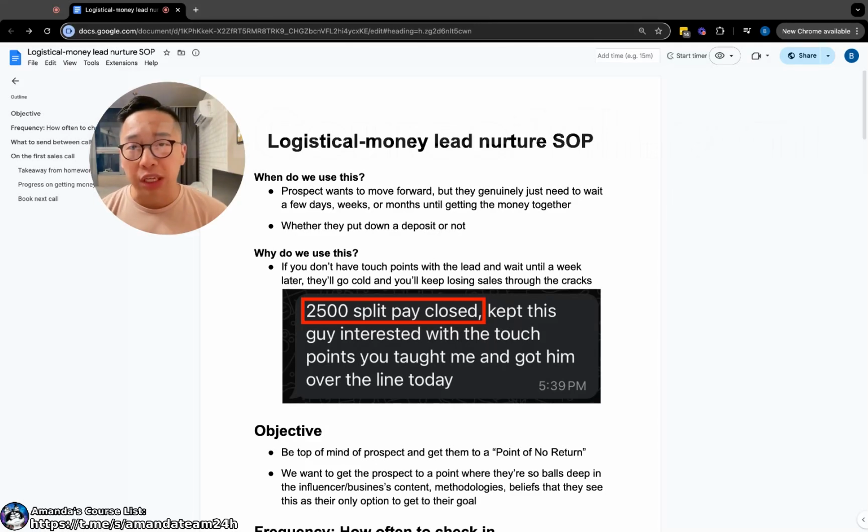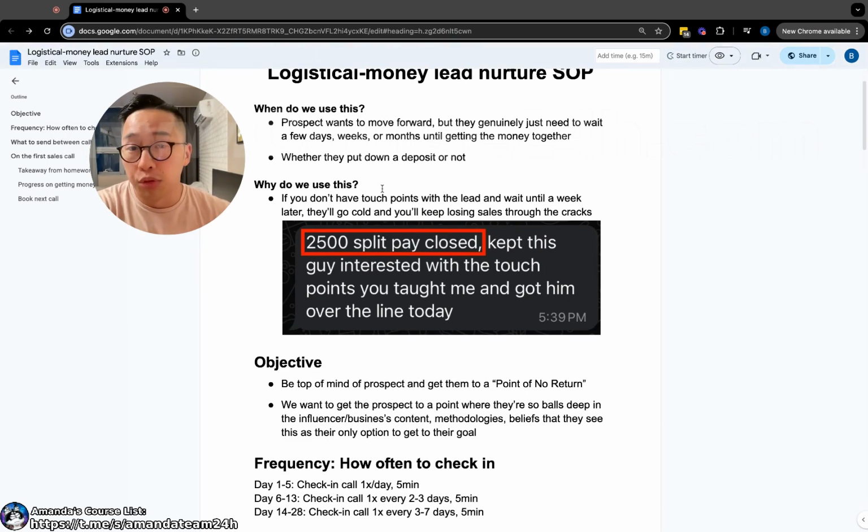There's a training on how to keep deposit leads warm. So leads that put down a deposit, they're just waiting to get the money together to go into the sale, or leads that may not have put down a deposit but are still waiting to get the money together to get into the sale. Now, when do we use this? When the prospect wants to move forward, but they genuinely just need to wait a few days, weeks, or months until getting the money together, whether they put down a deposit or not.